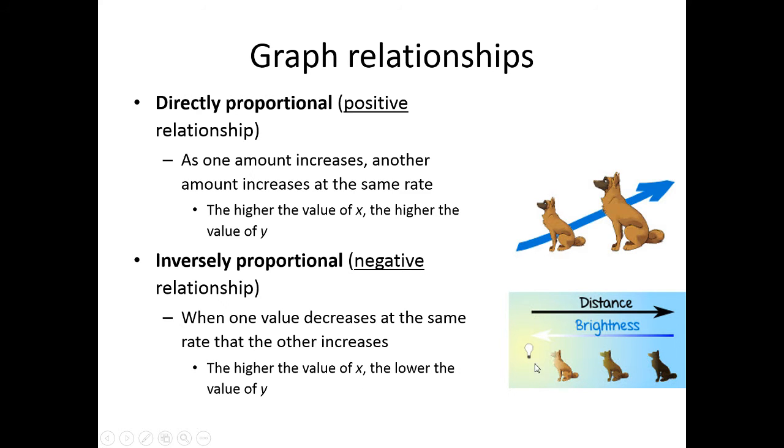In this example, let's say this dog stands right next to the bulb. When this dog is standing very close to the bulb, this bulb will appear very bright to it. So, very close to the bulb, high brightness. Small distance, high brightness. Let's say the dog moves farther away. Now the bulb won't appear as bright. Increased distance, less brightness. The dog goes really far away, increase distance even more, decrease brightness even more. So the higher the value of x, the lower the value of y. That's a negative relationship or an inverse proportion.